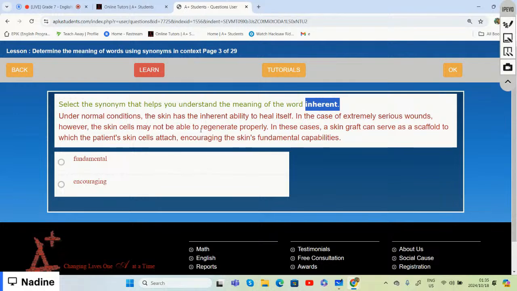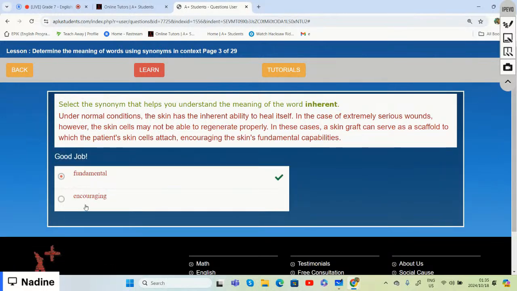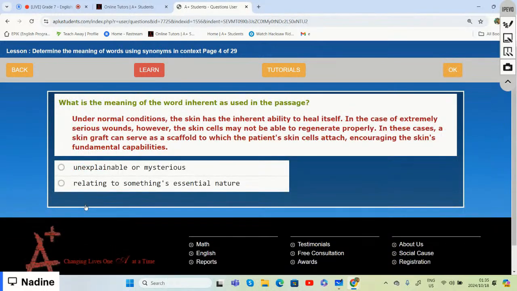And if we were to select the synonym of the word inherent, then we'll choose fundamental. It has the fundamental capability. All right. So now we need to find the meaning of the word inherent. We already said fundamental is the synonym of inherent, but now what is the meaning of inherent as used in the passage? It says, under normal conditions, the skin has the inherent ability to heal itself.